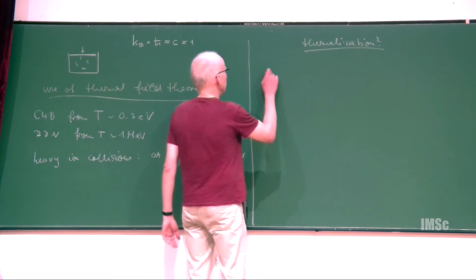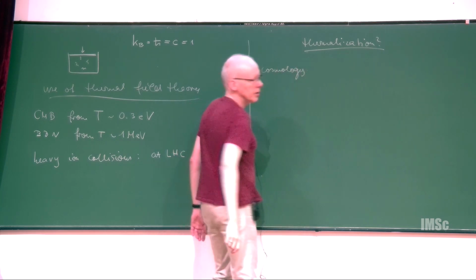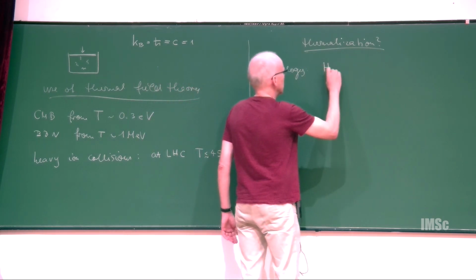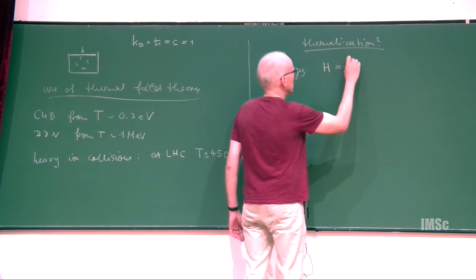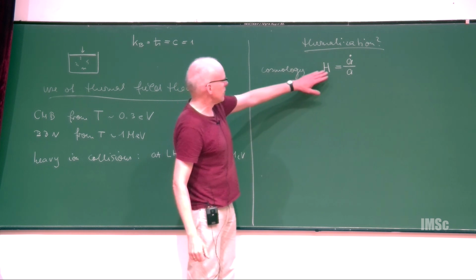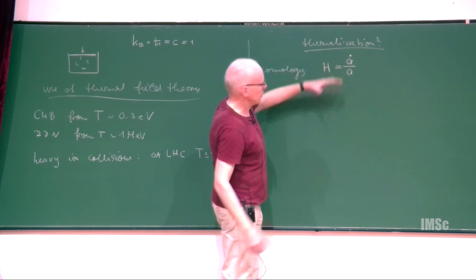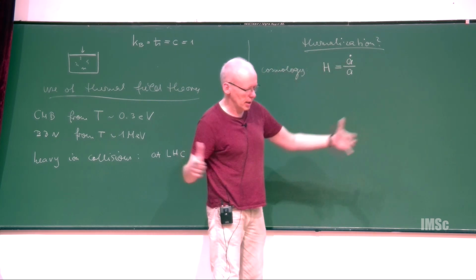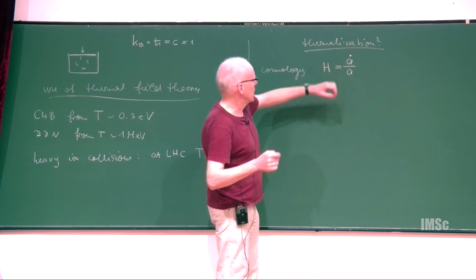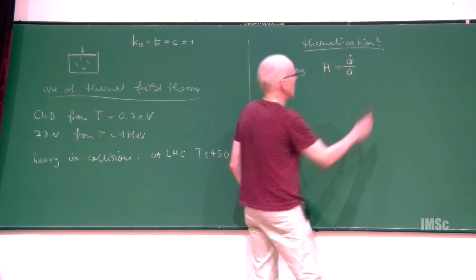So if we start with cosmology, we have the Hubble expansion, which is given by the Hubble rate, which is the time derivative of the scale factor of the universe, divided by a. So a is the scale factor of the universe, which tells us basically how the distances change. This a dot over a is H, the Hubble rate.